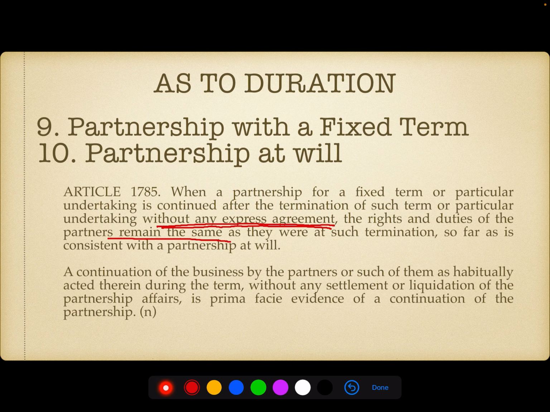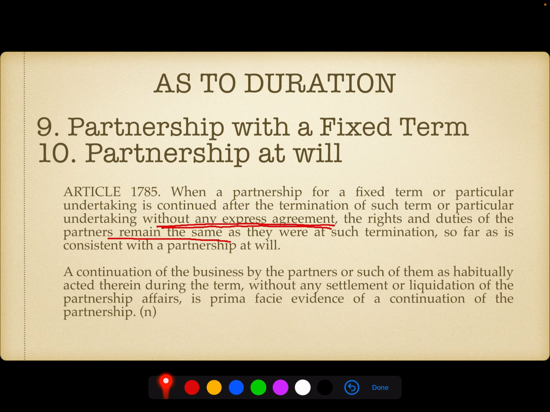So let me just add, aside from Article 1785, that in a partnership at will, where there is no period fixed by the parties, it is not formed for a particular undertaking or venture. Because if the partnership was formed for a particular undertaking or venture, then it is one with a fixed term. The term being the same duration as how long it would take for that undertaking or venture to be accomplished. So in a partnership at will, because there's no term, it can be terminated anytime by mutual agreement or by the will of any partner.